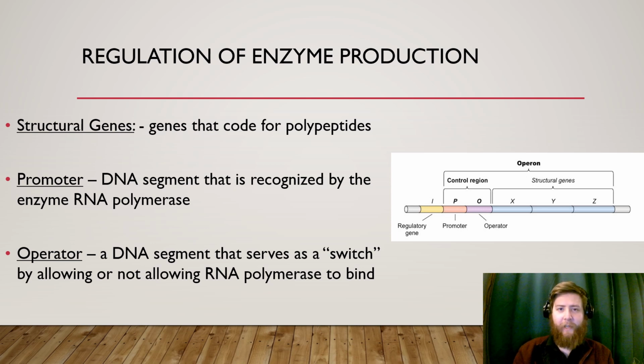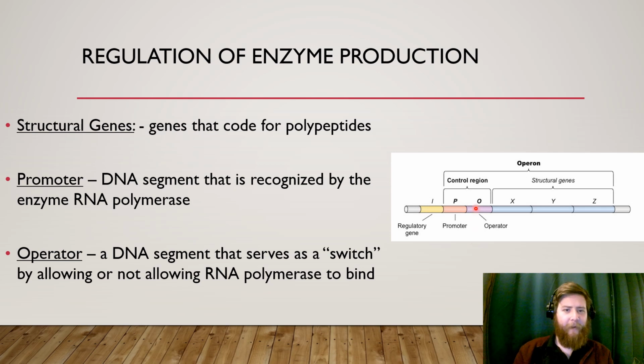But let's talk about the regulation of this enzyme production. When we talk about genes, we have several kinds. We have structural genes, and these are genes that code for polypeptides. We have a promoter, which is here, in this little P area. This is a DNA segment that is recognized by the enzyme RNA polymerase. RNA polymerase is very much like DNA polymerase, in that it makes RNA molecules one molecule at a time.